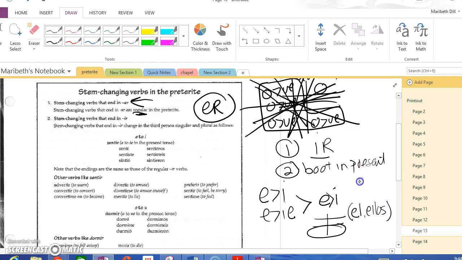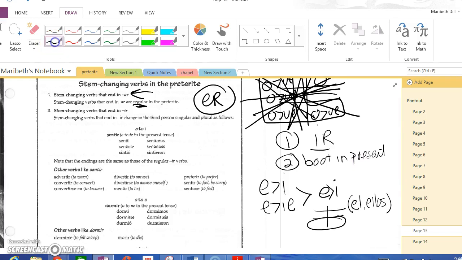If it is an O to UE boot verb in the present, and an IR verb, it will be O to U only in those downstairs forms, in the él, ella, usted, and the ellos, ellas, ustedes.